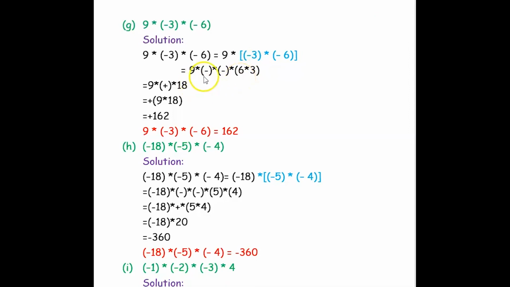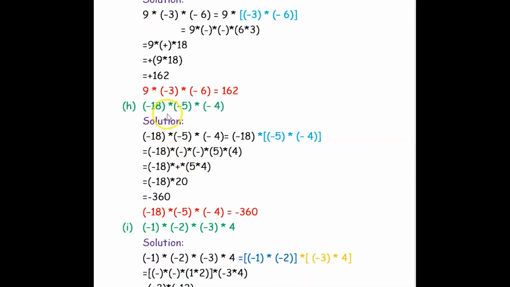So now I am writing 9 into, so negative 3 into negative 6 can be split as negative into negative, 6 into 3. So we know that negative into negative is positive and 6 into 3 is 18. So here we have positive integers. So we can write positive in the front and we can multiply the integers. So 9 into 18. We know that 9 into 18 is 162. So positive sign in the front. So thus 9 into negative 3 into negative 6 is positive 162.